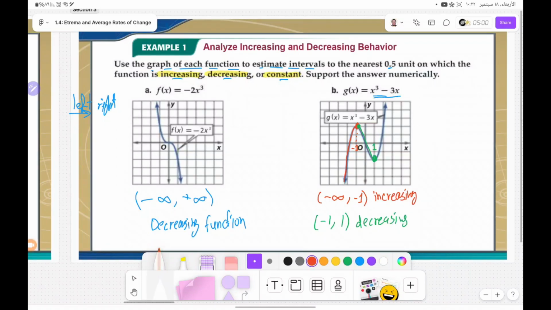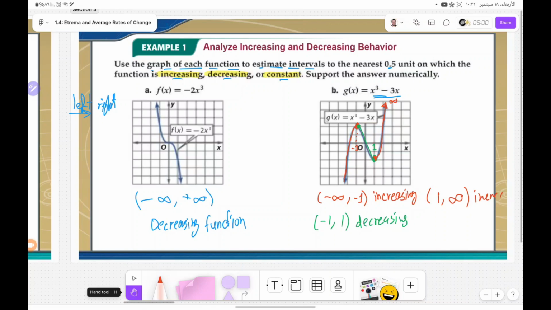Then the next one, if we continue from 1 and go along this line, it is going forever to infinity. So from 1 to positive infinity, this one is also increasing. So we have two intervals increasing and one interval decreasing. We can't say this is an increasing function and we can't say it is a decreasing function, because this function has both increasing and decreasing.